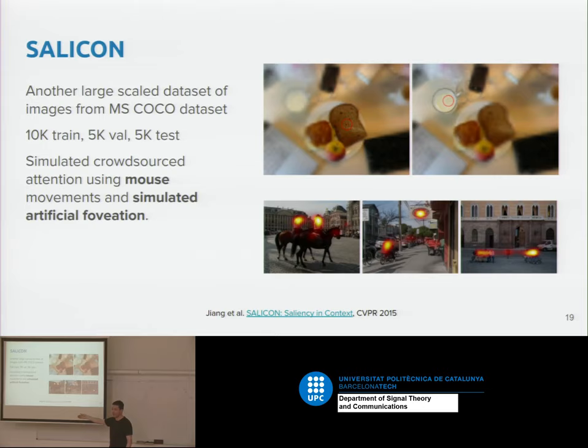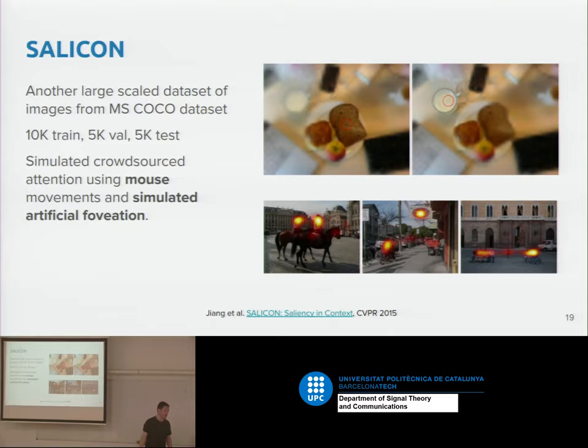And they could collect it very easily because they could just use Amazon Mechanical Turk. No special equipment needed, just a mouse, right? That's all. And they have some cool algorithms for making sure that this artificial foveation is nice and fast as well, right? So that's the other data set. And this is a very common one. It seems to work quite well if you train on this.